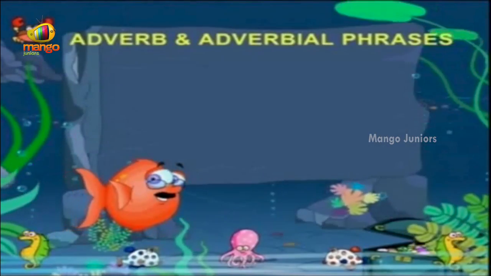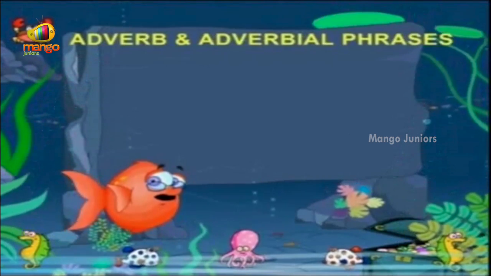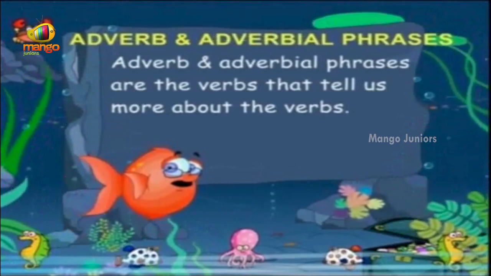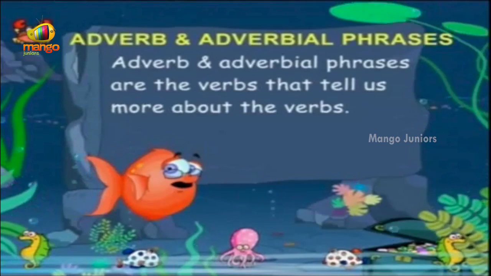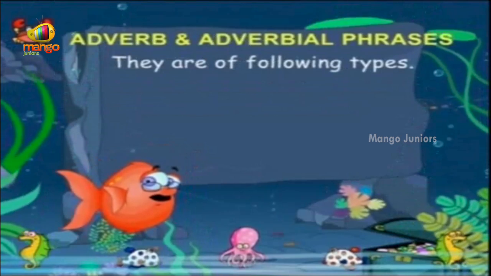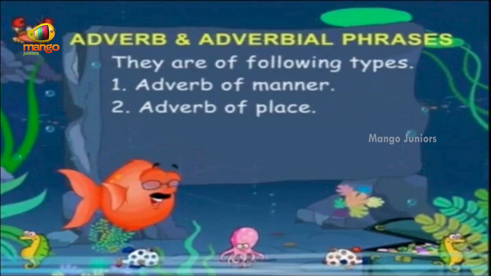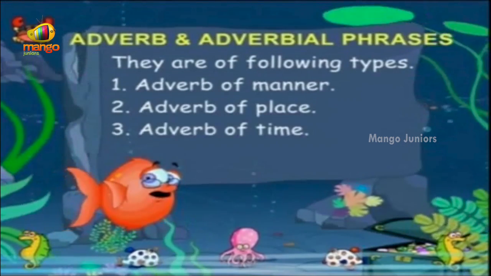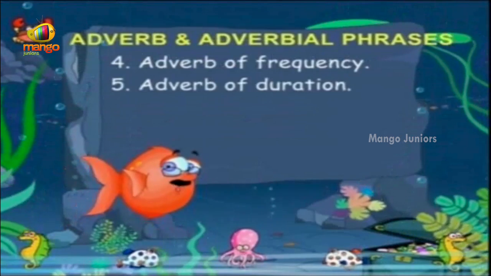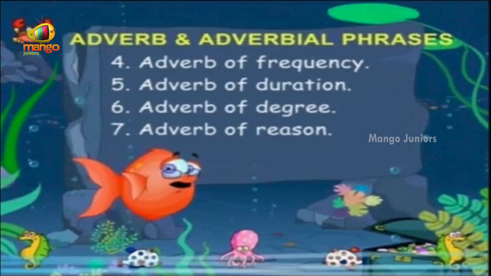All right, here I am with adverb and adverbial phrases. Adverbs and adverbial phrases are words that tell us more about the verbs. They are of the following types: adverb of manner, adverb of place, adverb of time, adverb of frequency, adverb of duration, adverb of degree, and adverb of reason.